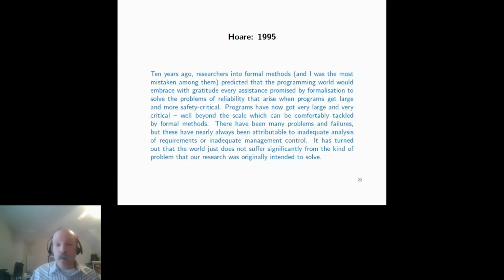It has turned out that the world just does not suffer significantly from the kind of problem that our research was originally intended to solve. So Hoare basically said it was a nice vision, but it was misguided. Amazing.